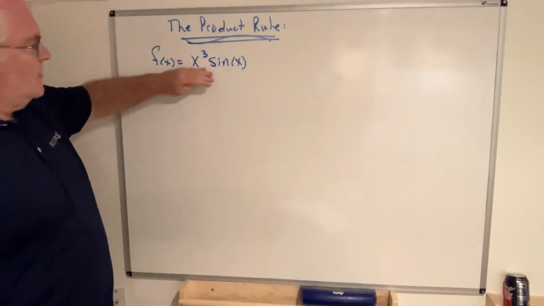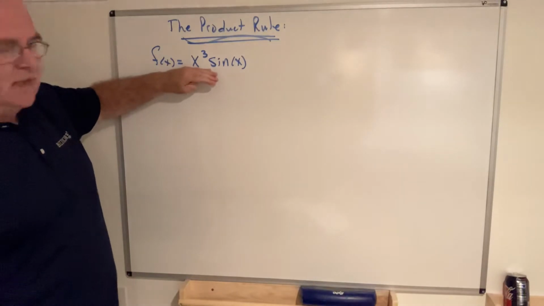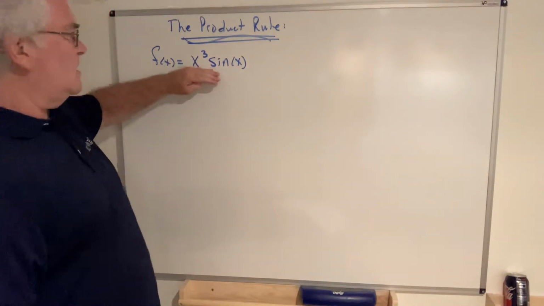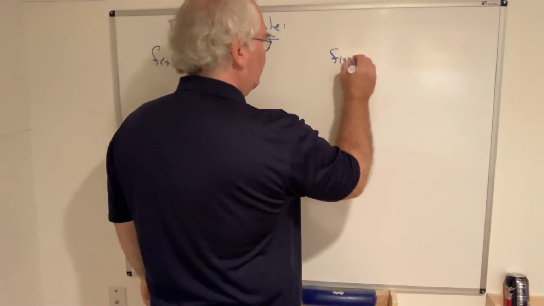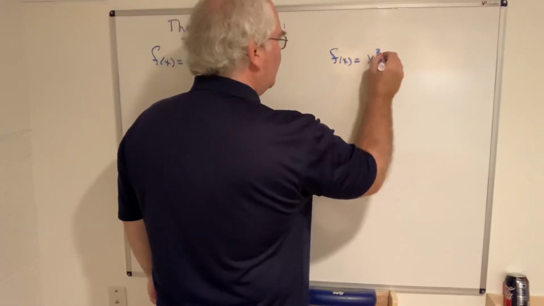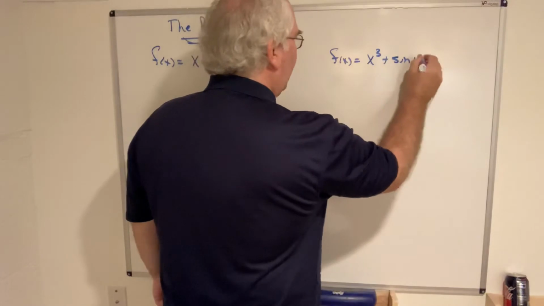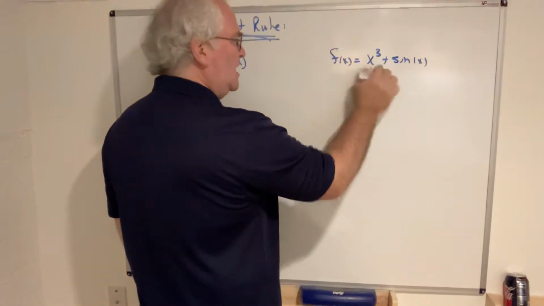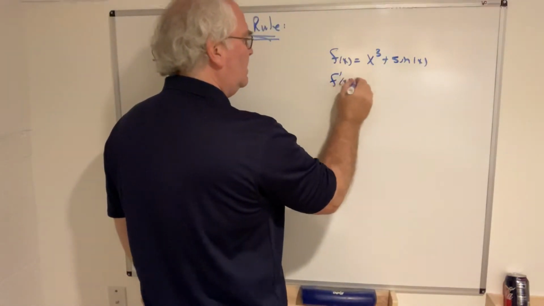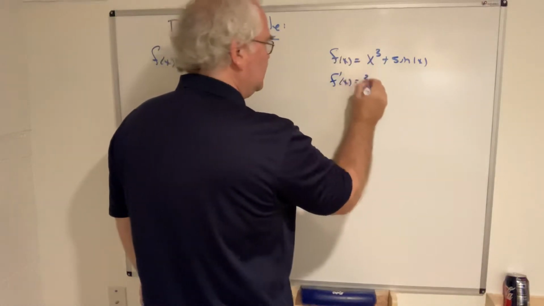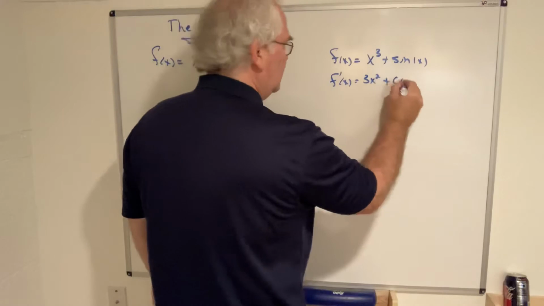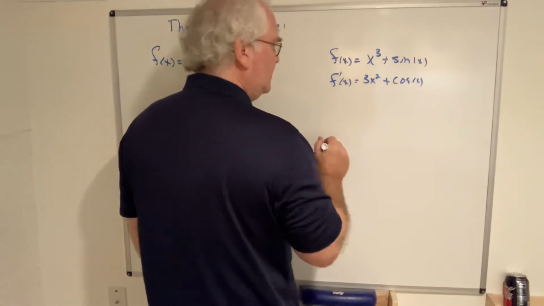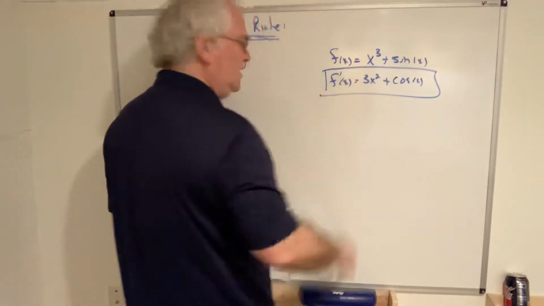So notice I have here x to the third times sine of x. This is our new piece. This is the product rule. Now, we already have the derivative rule for sums. If I have x to the third plus sine of x, the derivative of the sum is the sum of the derivatives. So this is 3x to the second plus the derivative here, cosine of x. And that's all there is to it. We're finished. It's all over but the shouting.